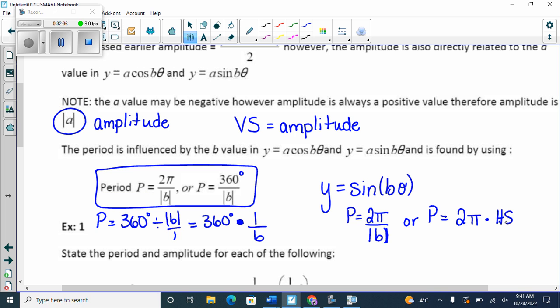You cannot mix the two, because b is not the horizontal stretch, correct? 1 over b is the horizontal stretch. So either use 2 pi divided by the absolute value of b, or 2 pi times the horizontal stretch, but do not use this formula with the horizontal stretch. B is not the horizontal stretch. B is b, 1 over b is the horizontal stretch. We agree? Do you understand the difference between the two? Because I have people mingling them, and then things go really badly.